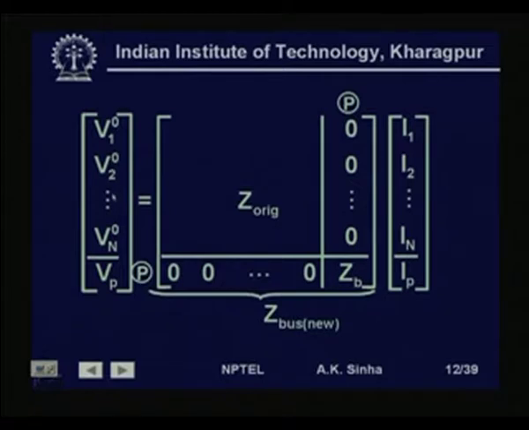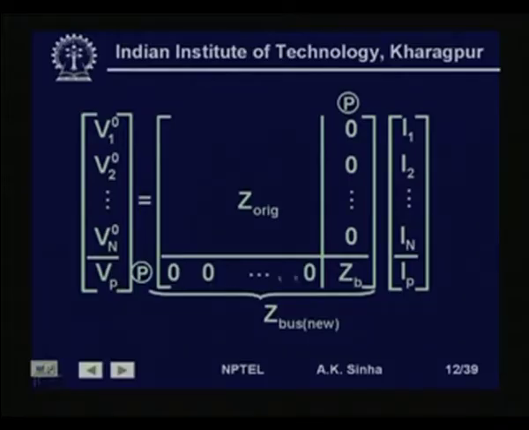So, if we write down the equation in this case, then we have for the existing system V1, V2, Vn, which was already there. These zeros are basically indicating the previous or already existing values. The Z original is the n by n original matrix that we already have for the N bus system, and I1 to In are the current injections in the existing system.